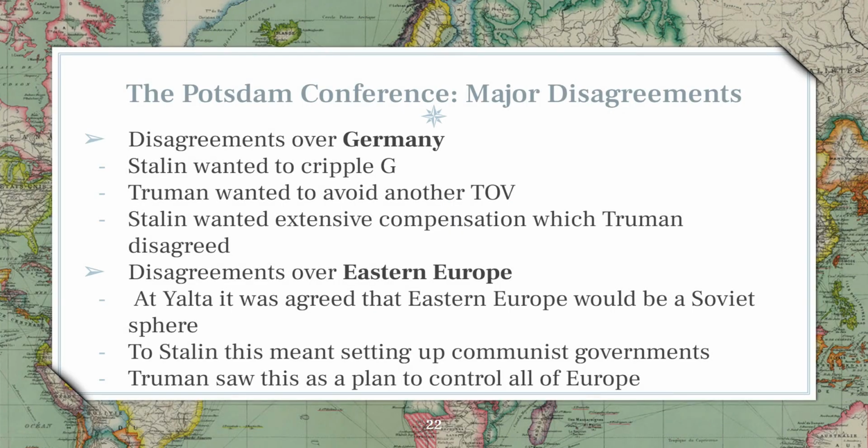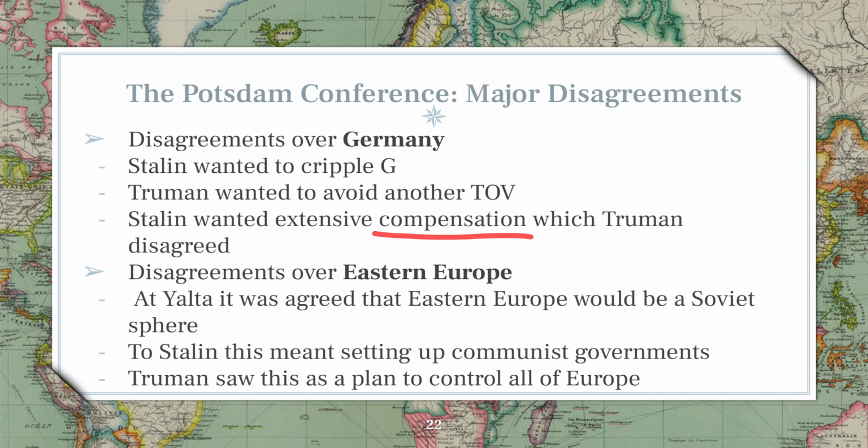They disagreed over Germany. Stalin wanted to cripple Germany. Truman wanted to avoid another repeat of the post-World War I situation. Stalin wanted extensive compensation, which Truman disagreed with. Not to say that Truman wanted something easy for the Germans. They still wanted reparations, but not to the extent that Stalin wanted.